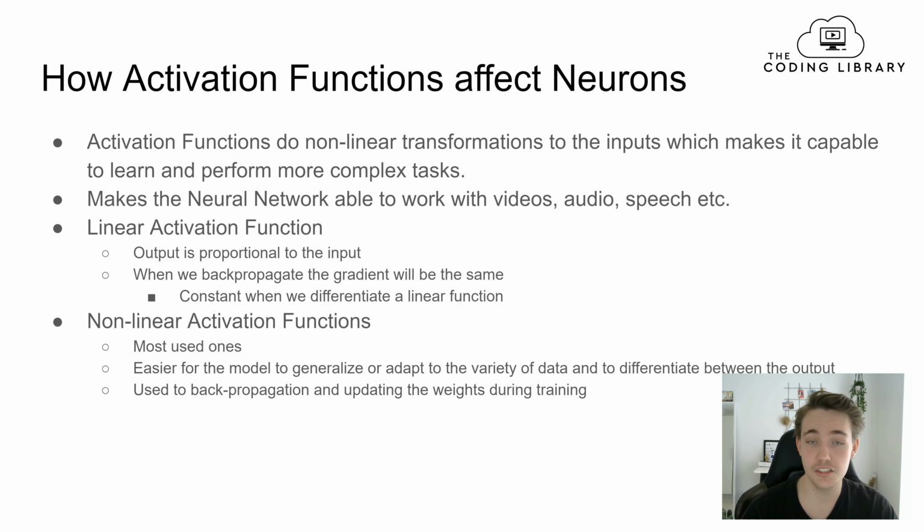Also, the nonlinear activation functions are used to backpropagate and update the weights during training, as I also talked about, because when we take the gradient of the values from the nonlinear activation function, they will now differ. When we backpropagate in our neural network, we take the partial derivative of the loss with respect to the weight that we're currently at, and then we update the weights during training by backpropagating in a neural network. We're going to cover backpropagation and how that is done in later videos as well.